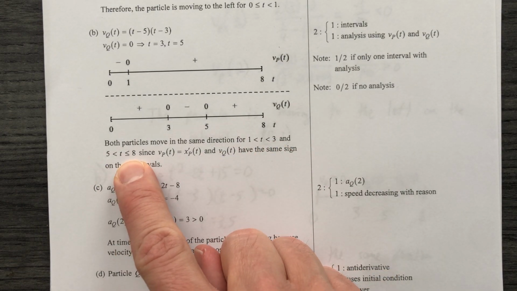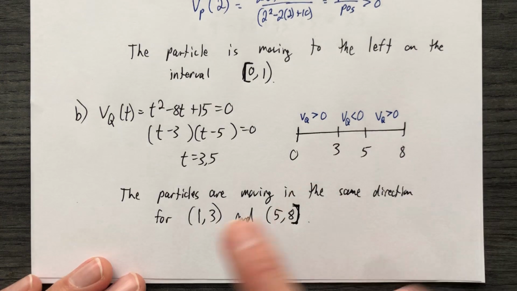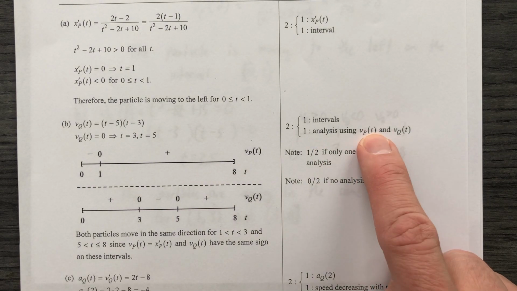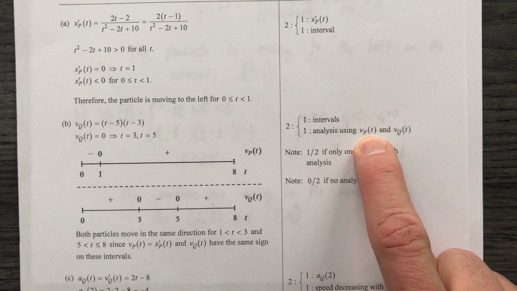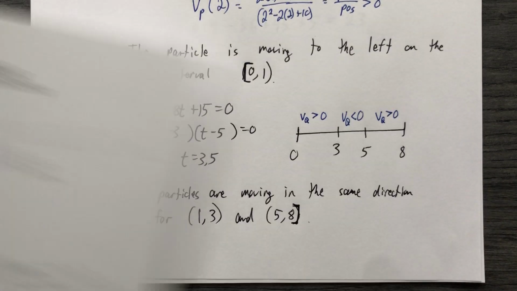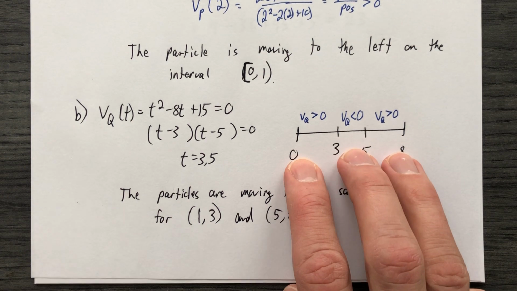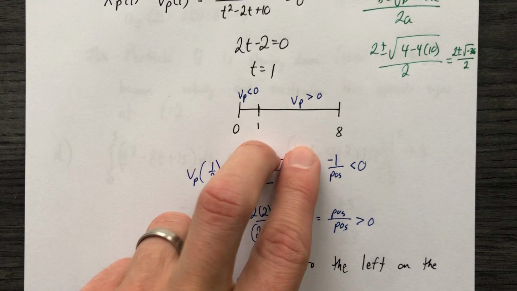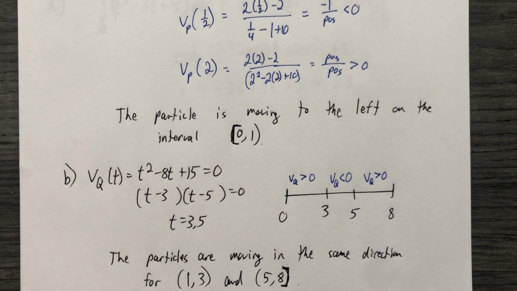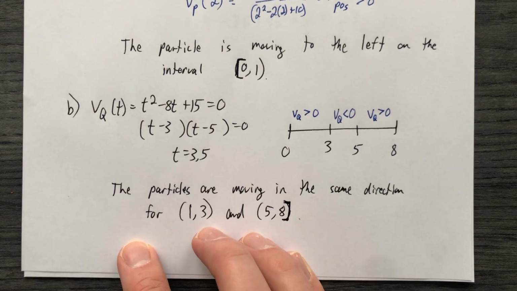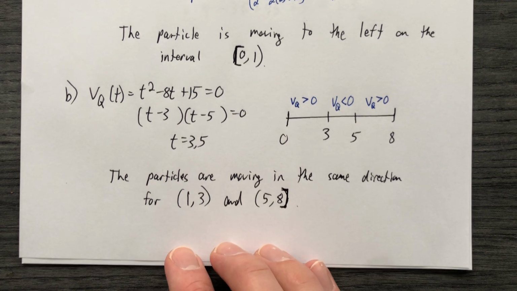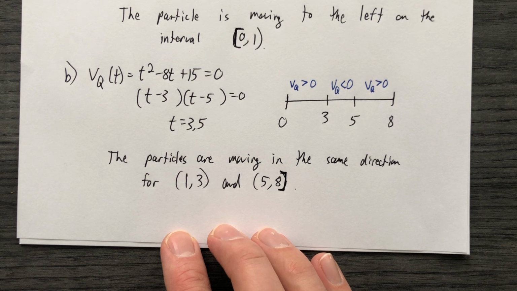Okay, part B, we get a point for the intervals, which were from 1 to 3 and 5 to 8, which we did, 1 to 3, 5 to 8. And we get a point for the analysis using the velocity of particle P and the velocity of particle Q, and the analysis of that would be these number lines. We call it sign analysis. So these things, which are showing up in part A and part B, are going to give us some credit. Let's see. I'm rereading it. No, we're good.